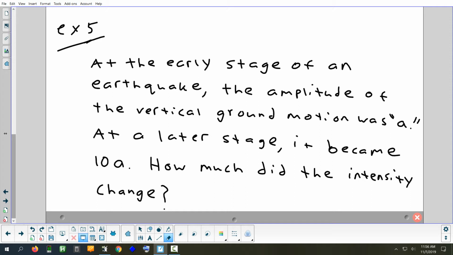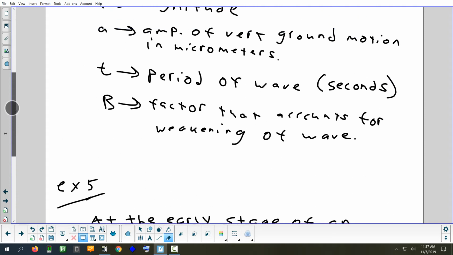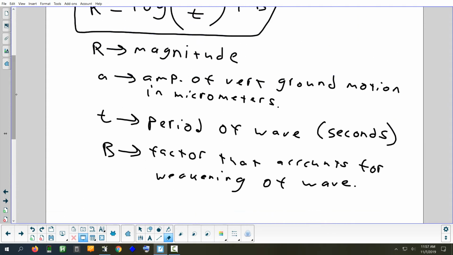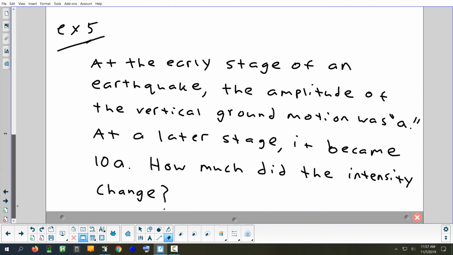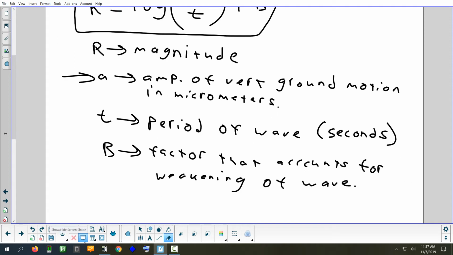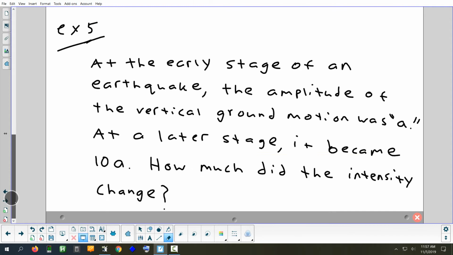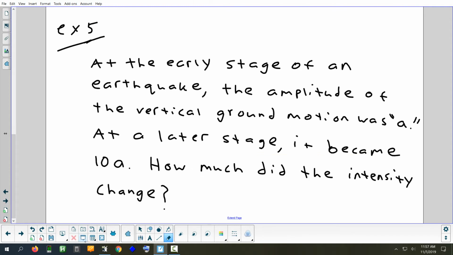My question is, how much did the intensity change if the vertical ground motion basically increased by a factor of 10, assuming all else equal? The consistency of the ground would stay the same, the period of the wave would stay the same. This is the only thing that changed. So when the earthquake started, it was A. Later, it was 10A. Any questions on what it's asking first?